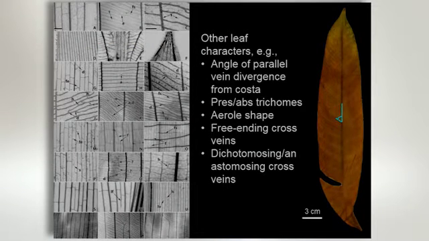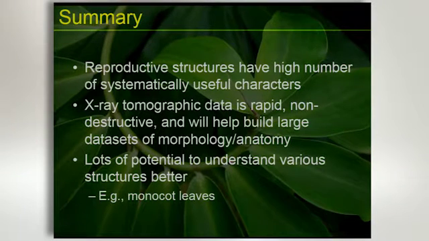And as I said, it's not like this would be the only thing, so we're looking at other leaf characters that you could then use to confirm belonging in a specific family. So things like the angle of the parallel vein divergence, whether there's trichomes or not, the shape of the areole, things like free-ending cross veins, dichotomizing or anastomosing, all of that kind of stuff. Okay, so I think there's a lot of potential for monocot leaves to give us some new characters, so we can start using that information as well.